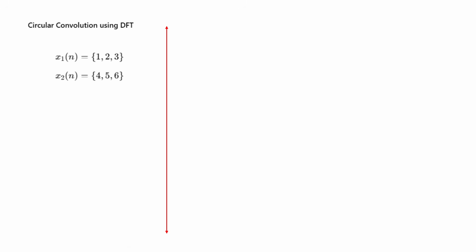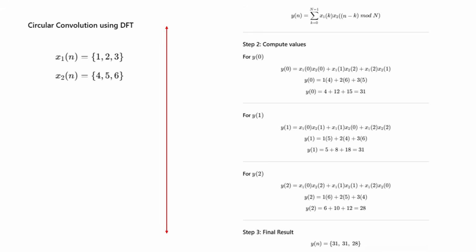Circular convolution. So let's take an example of circular convolution. Suppose x1 and x2, two different sequences, are there, right? So how will you find the DFT for this? That is called circular convolution. Suppose x1 is 1, 2 and 3, and x2 is 4, 5 and 6.